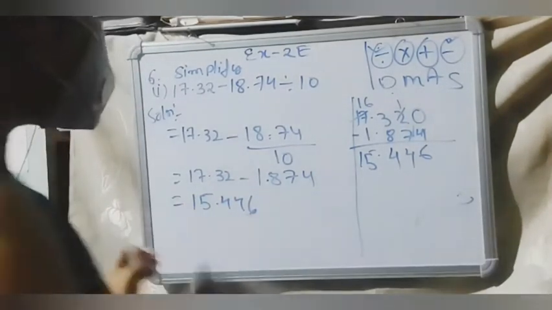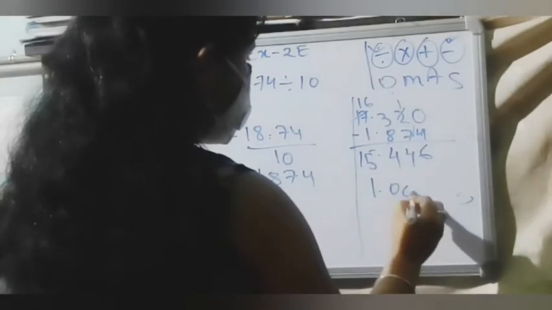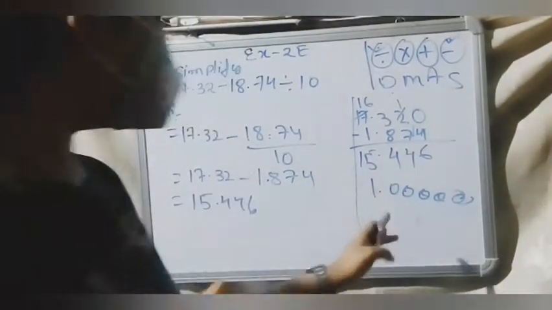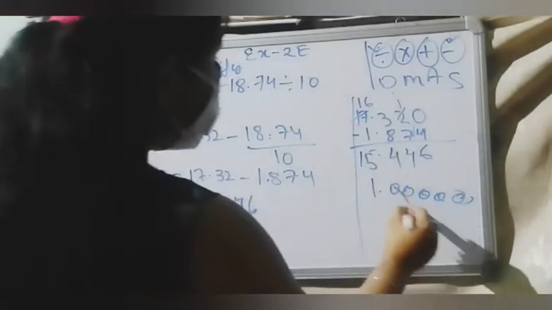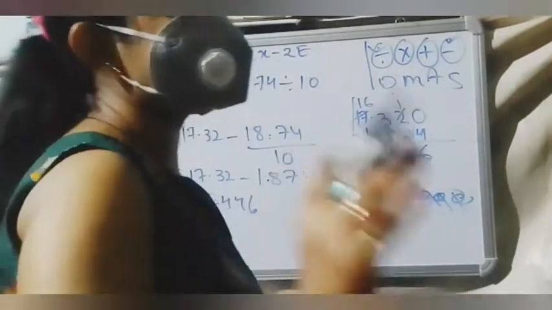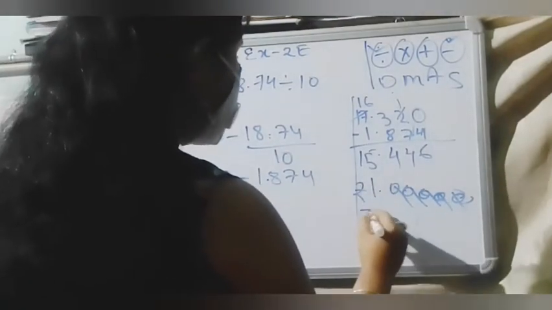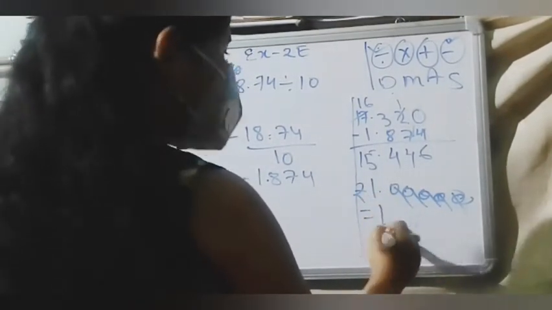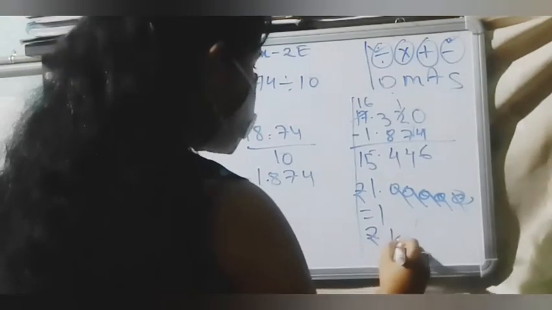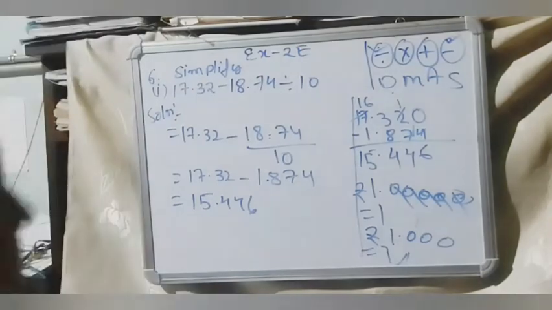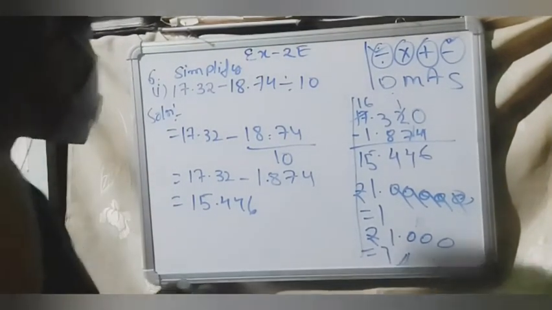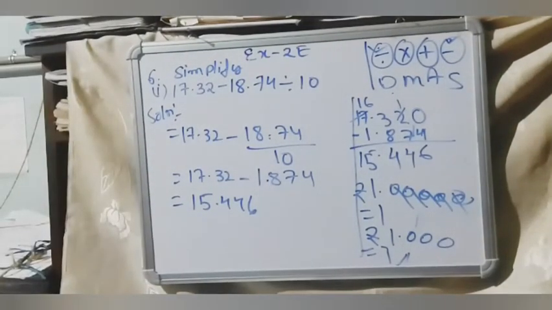15.446. And one more thing, suppose I write 1.0000, after the decimal point, no matter how many zeros are there, they are cancelled. They have no value. The value of this rupee 1 will be 1 only, and the value of 1.00 will also be 1 only. This point you should know. So please take the screenshot. I know my students are smart. They have taken the screenshot.